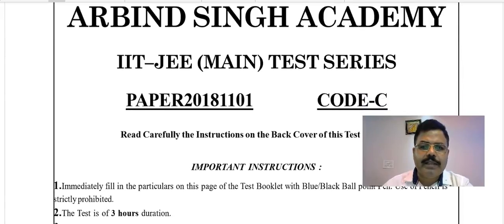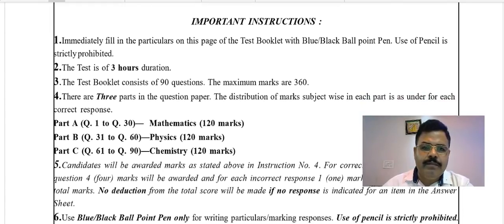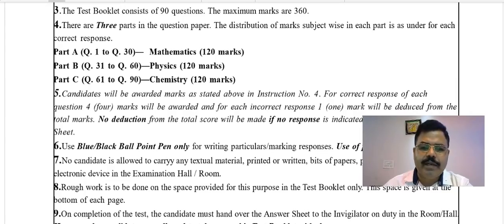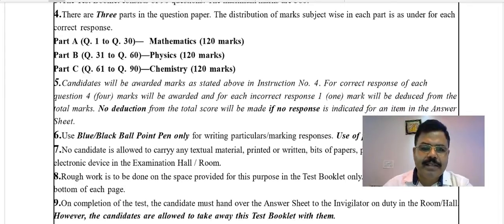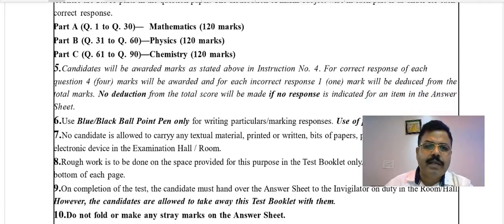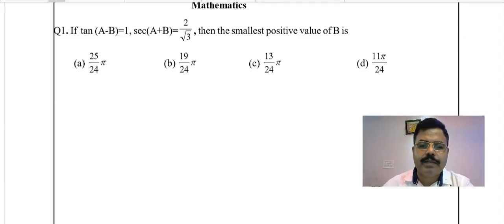This is the question paper and this is a series. This is the paper code, and hopefully you got this. It is a 3 hour duration, with total marks 360, 120 marks each for physics, mathematics and chemistry. For each correct response there will be 4 marks, and for each incorrect there will be -1. This is the marking pattern as per the JEE Main examination, and you can follow this. We will discuss this, so evaluate yourself about the responses given by you.